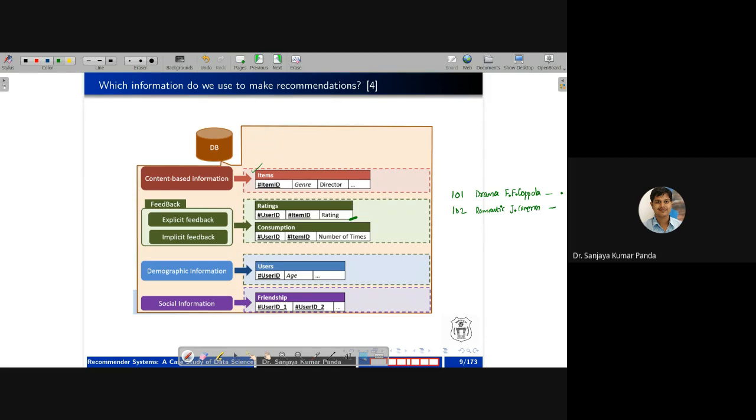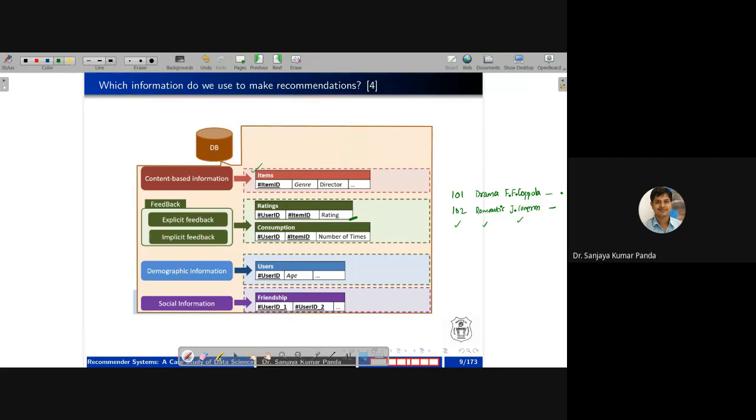So whenever a new movie comes into the picture, you have to assign an item ID, you have to categorize that movie into one of the types, and you have to mention the director or the name of the movie. Other things you have to mention in the form of a table.